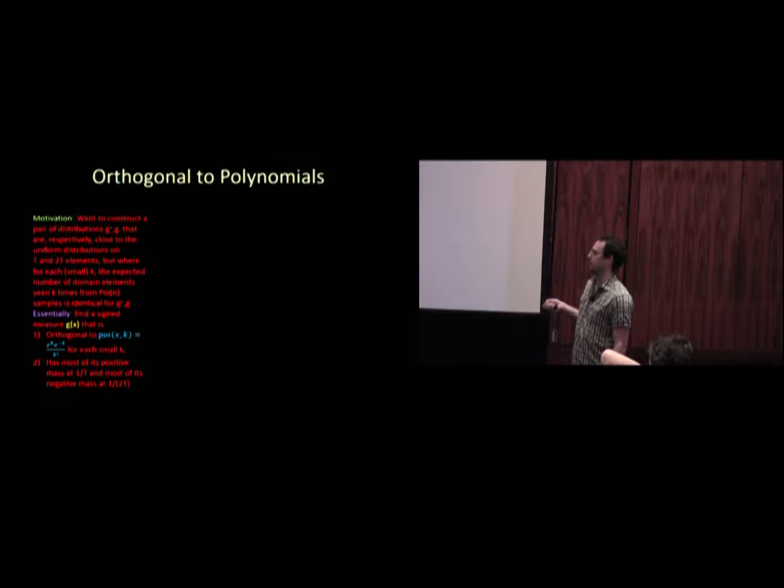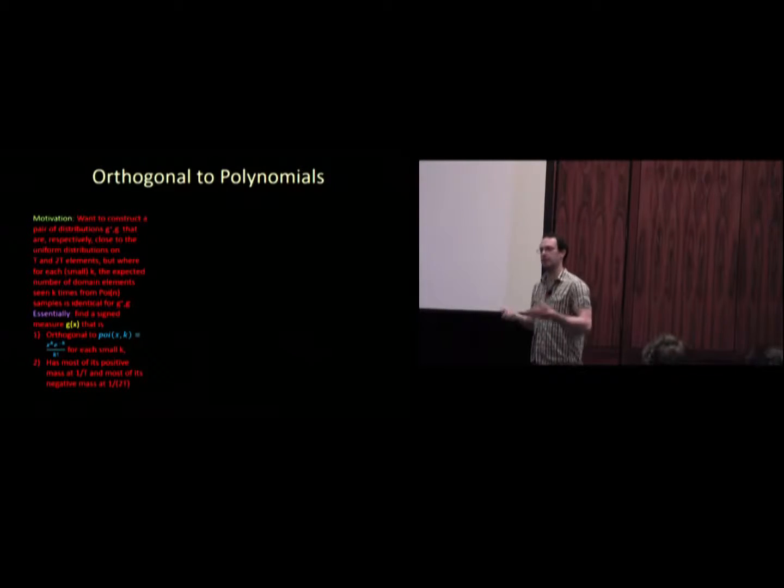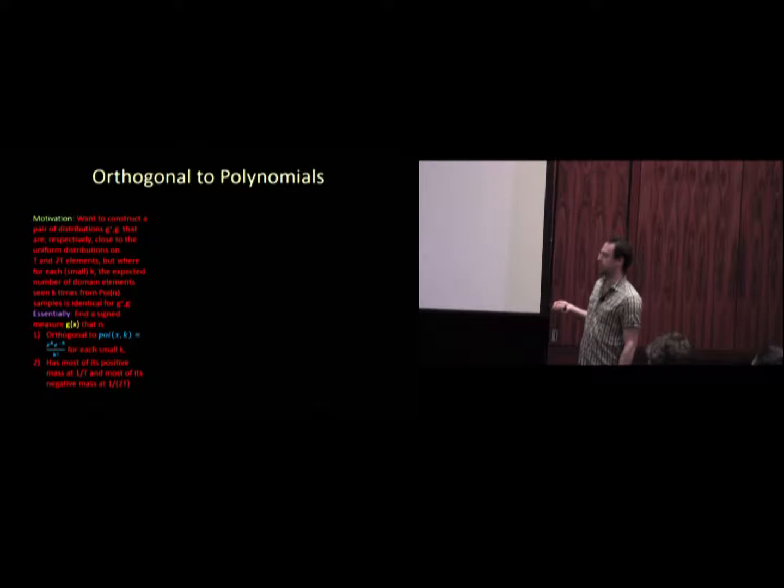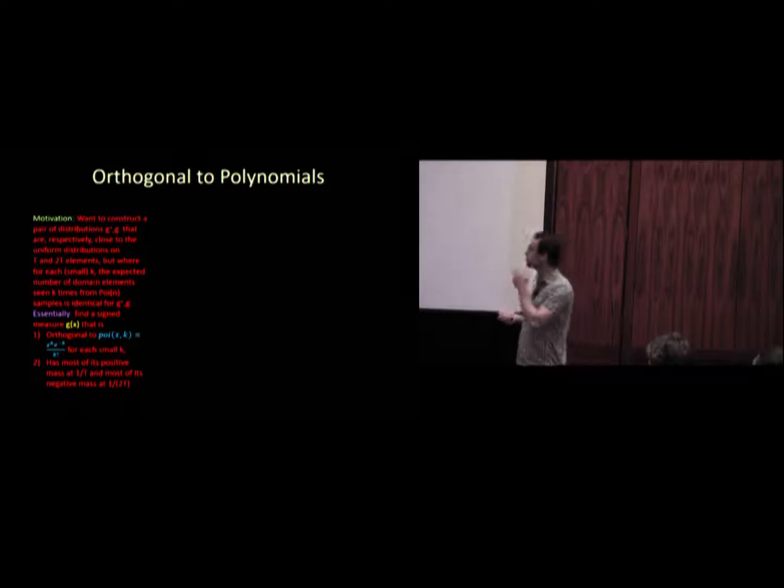And furthermore, most of its positive mass, which we're interpreting as G plus, is at 1 over T. So again, this corresponds to being uniform on T elements. Where there's negative mass, you have 1 over 2T. So G minus is going to be close to uniform on 2T elements, and G plus is going to be close to uniform on T elements. G is going to essentially represent the histogram: G of x says how much probability mass is on elements with probability x. So can we find a signed distribution that's orthogonal to all these things and has most of its positive mass at two rather different places? Okay, that's a question.